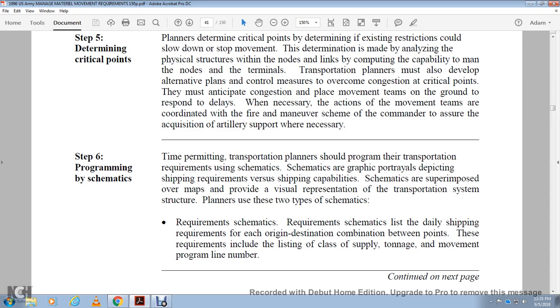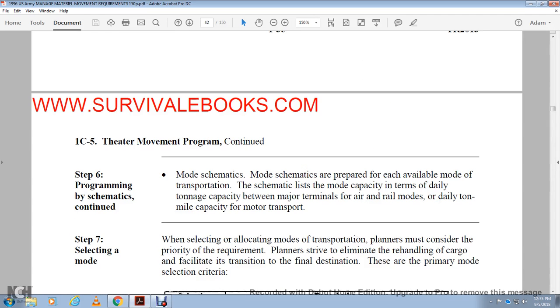Of the transportation system structure, planners use two types of schematics. Requirements schematics are listed by daily shipping requirement with the origin and destination combination between the two. These requirements include the listing of the class of supply, tonnage, and movement program line.